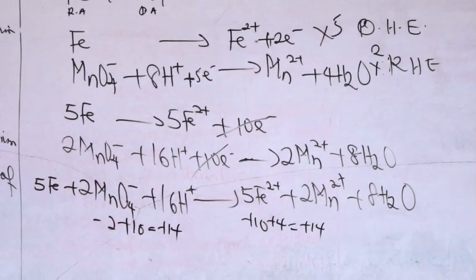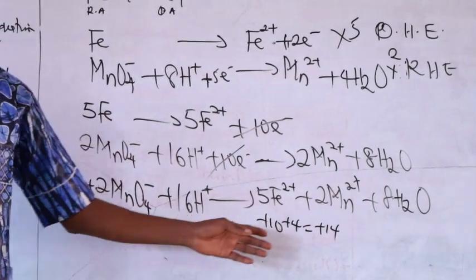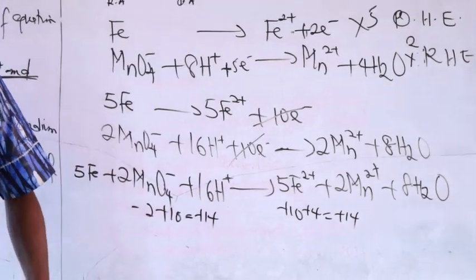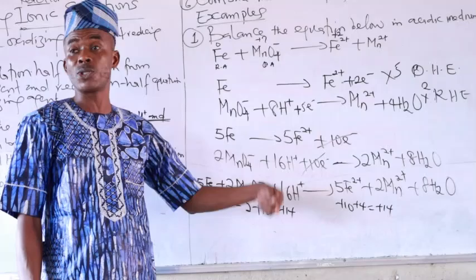So if you do your own balances, if the atoms are balanced and the charge is not balanced, your equation is not yet balanced. It means you must have done something wrong, so you have to check.